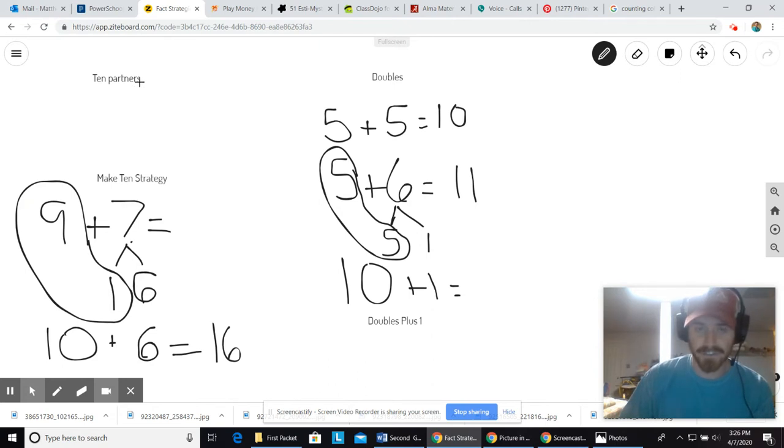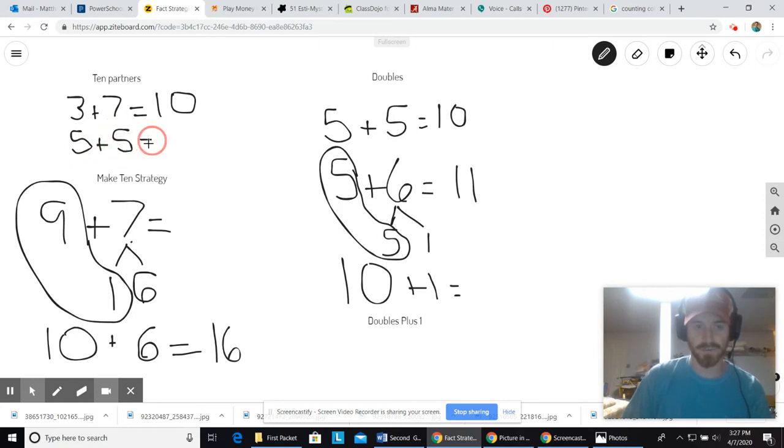So, first of all, this was something that was taught to them last year. They've seen this before. So, 10 partners. Those are what parts come together and make 10. 3 and 7 is a 10 partners because both of those parts together make a whole of 10. Any parts that come together and make a whole of 10 are 10 partners. 5 and 5 are 10 partners. 6 and 4 are 10 partners. They have to know their 10 partners to use place value correctly, because if you put enough ones together, you're able to make a 10.